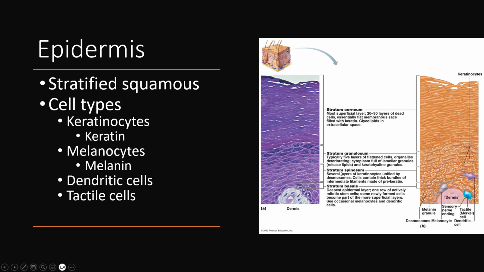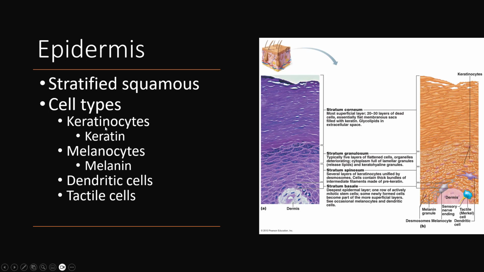Here over on the left, we can see an actual stained photomicrograph, or a picture taken through a microscope. Over here on the right, we see an artist rendition of what we're seeing over here. So stratified squamous epithelium and different cell types.